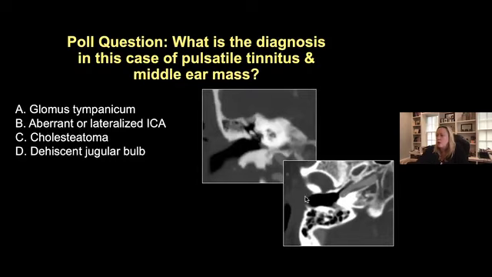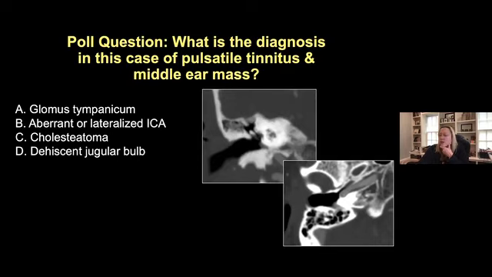So here's our poll question. What's the diagnosis in this patient with pulsatile tinnitus and a middle ear mass? Is it glomus tympanicum, an aberrant or lateralized carotid artery, cholesteatoma, or a dehiscent jugular bulb? So go ahead and put in your vote. What do you think is going on in this particular patient?